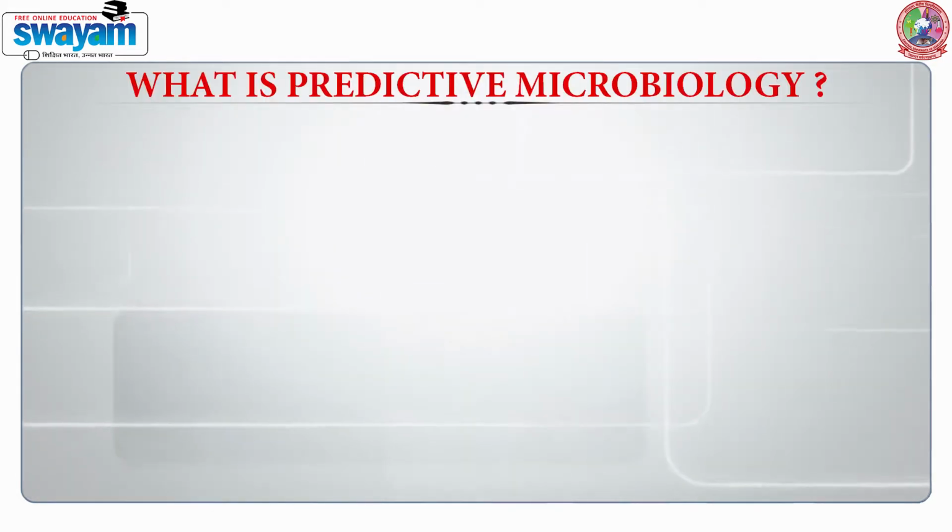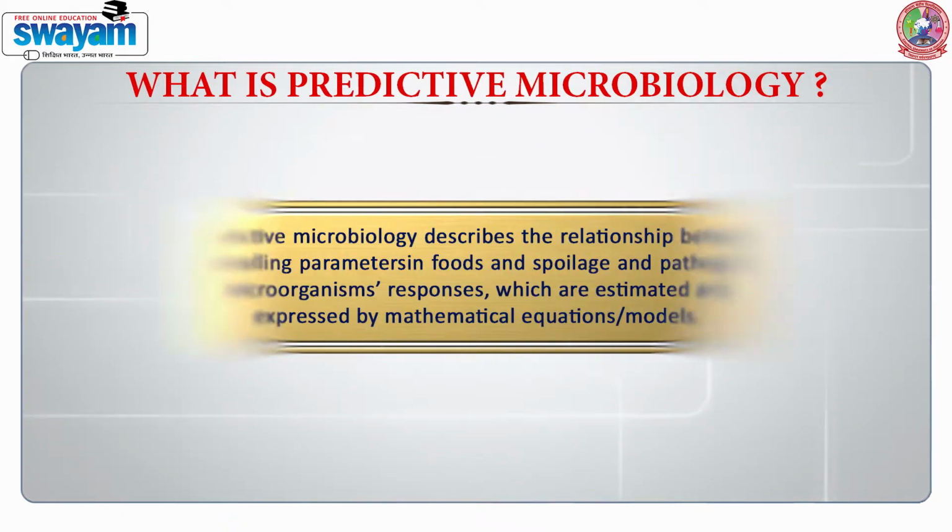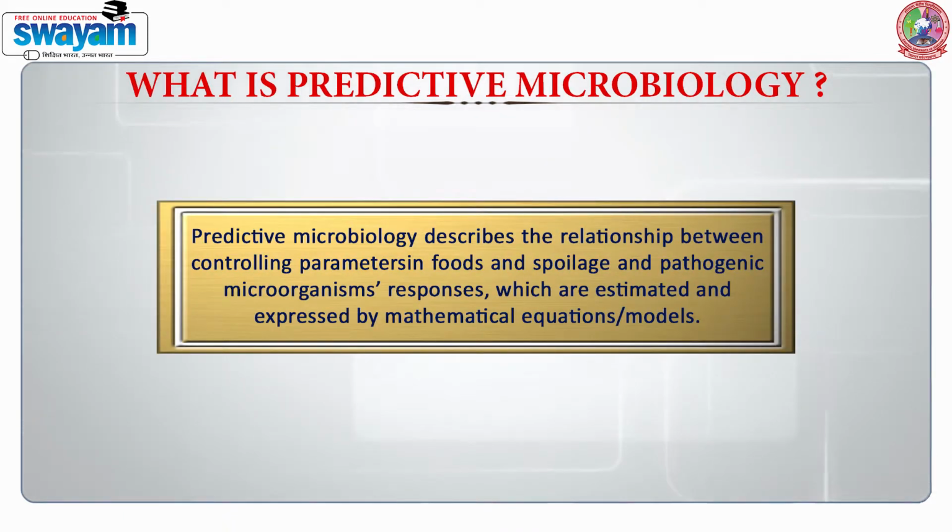So, students, we should know what predictive microbiology is. Predictive microbiology is an applied branch of food microbiology and it describes the relationship between controlling parameters in food and the responses of spoilage and pathogenic microorganisms. These responses are estimated and expressed by various mathematical equations and models.